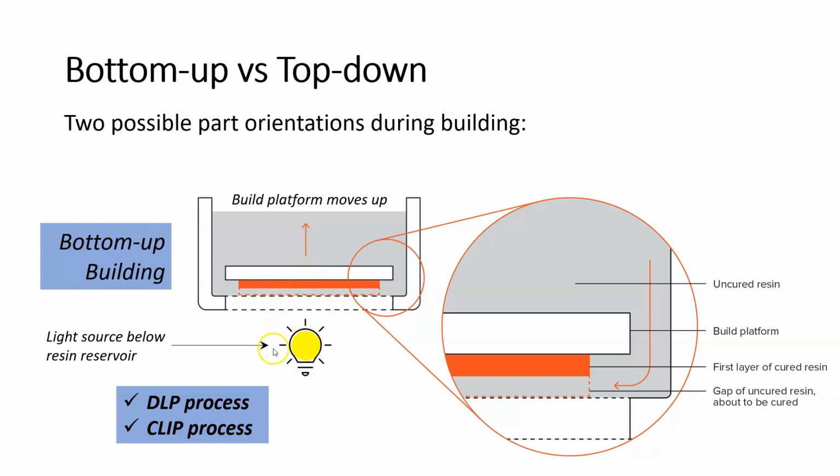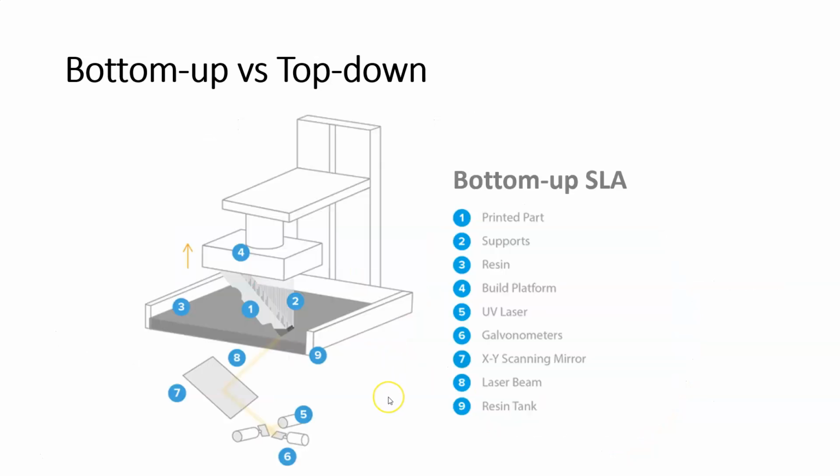So the light source is going to be below the resin reservoir. All right. So you can see that in the below up, the magnified section right here. This type of build process, the bottom up building, is indicative of the DLP process and the CLIP process, both of which we'll talk about in more detail later. The other type of, well, here, let me stop here. The bottom up, this is kind of an example of the bottom up.